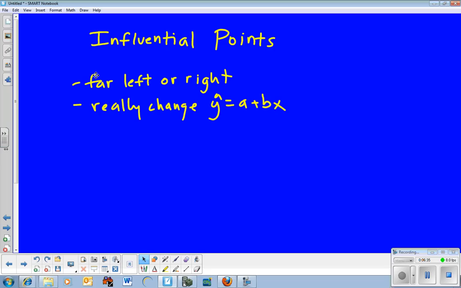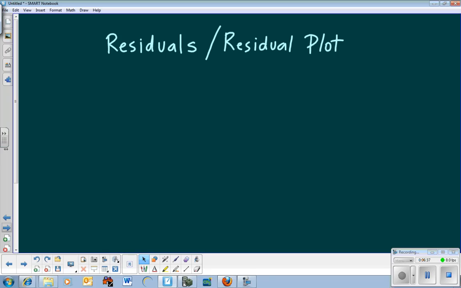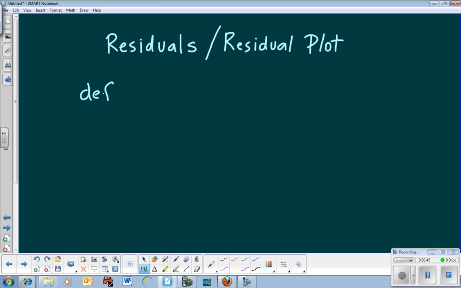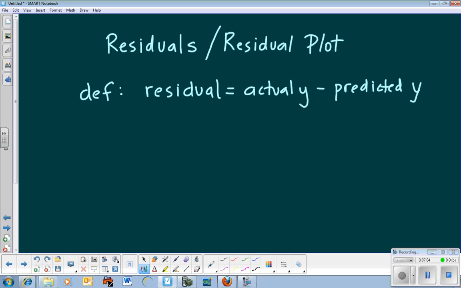All right, next topic. We've got several small topics today. Residuals and the residual plot. The definition of residual is: a residual is equal to the actual y minus the predicted y. And that's very easy to mix up because you're going to have two values, and how do you know it's not predicted minus actual? I remember because this is AP stats, so it's actual minus predicted.